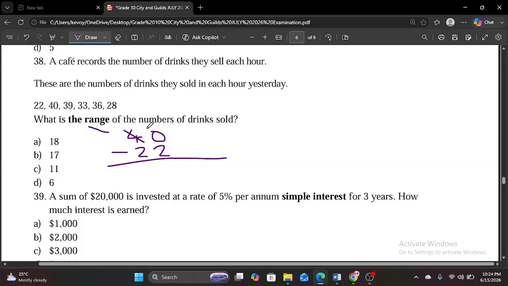So take 1 from there, and you bring over that. If you take 1 from 4, you'll be left with 3. Carry over that 1, that's going to be 10. So 10 minus 2 is 8, and 3 minus 2 is 1. So 18 is going to be your answer right there.